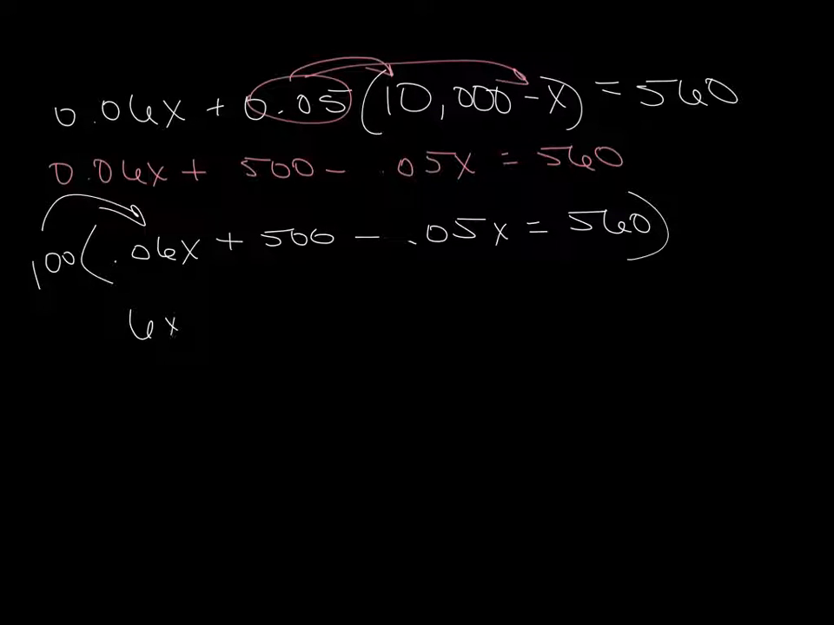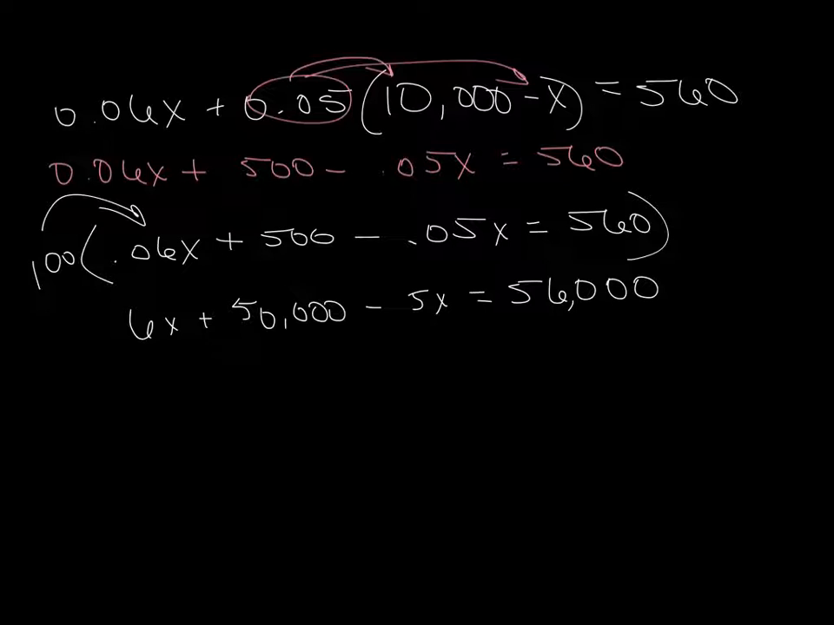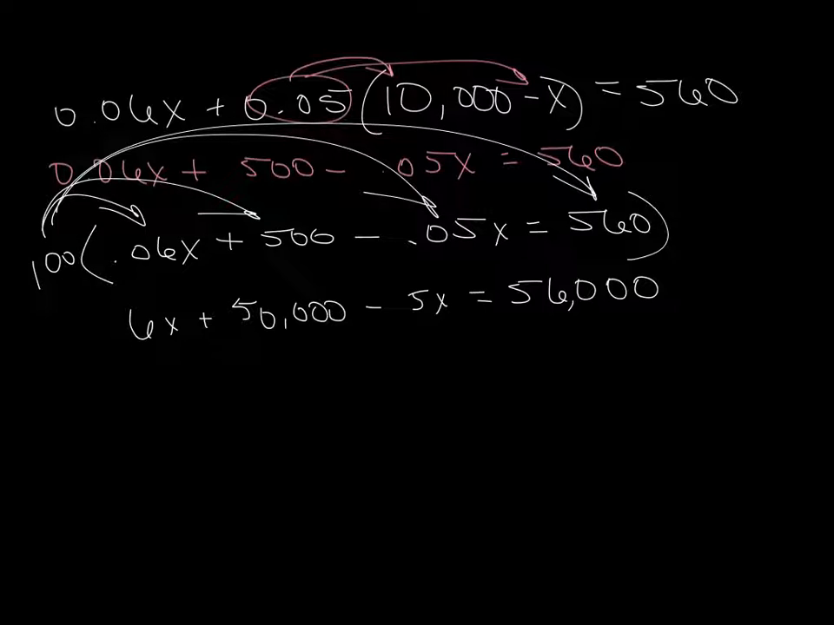So we end up getting 6x plus 5x equals 56,000. So we just multiplied the 100 times everything there, which basically means we moved the decimal place over 2. So here we moved it over 2 and got 6. Here we moved it over 2 more, so we added 2 zeros to that. Here we moved it over 2. Here we added 2 zeros to that.